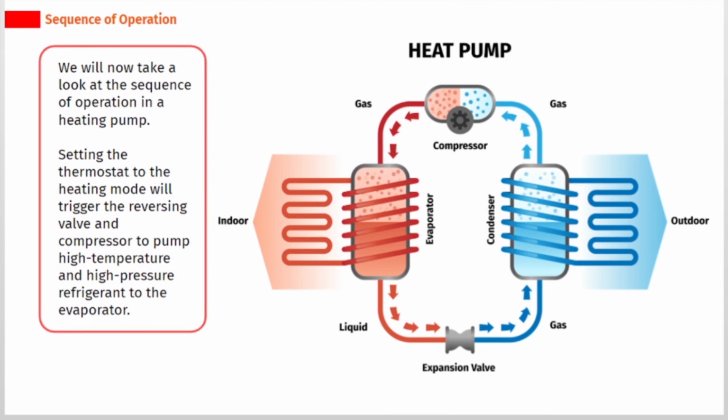We will now take a look at the sequence of operation in a heat pump. Setting the thermostat to the heating mode will trigger the reversing valve and compressor to pump high temperature and high pressure refrigerant to the evaporator.